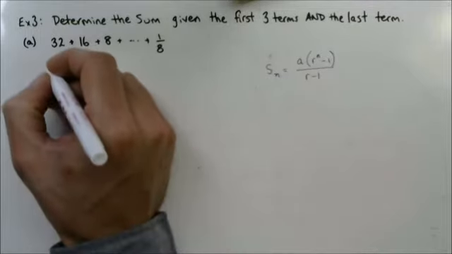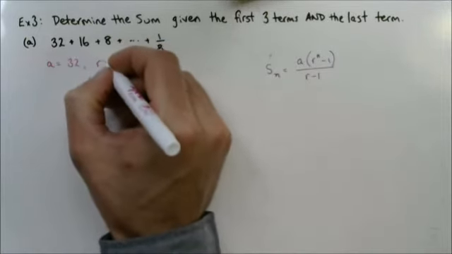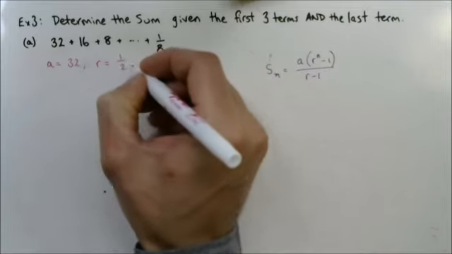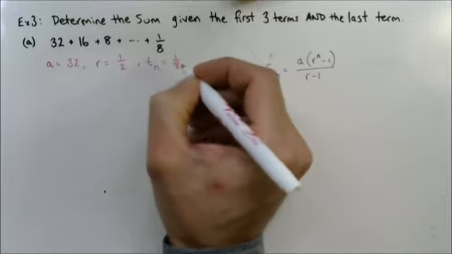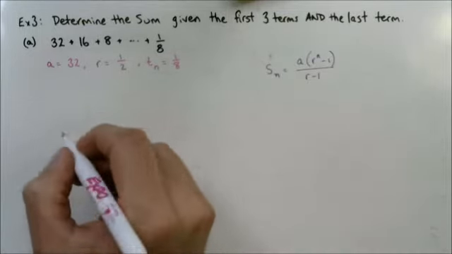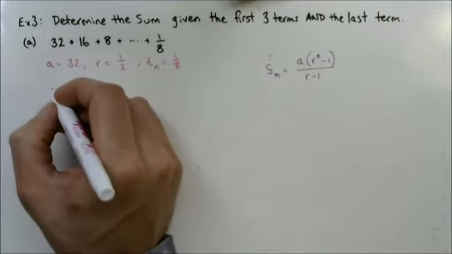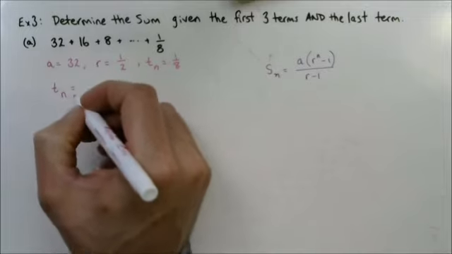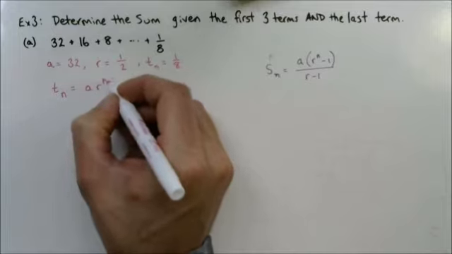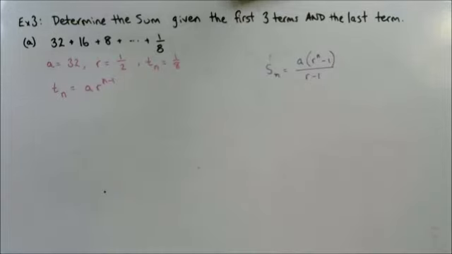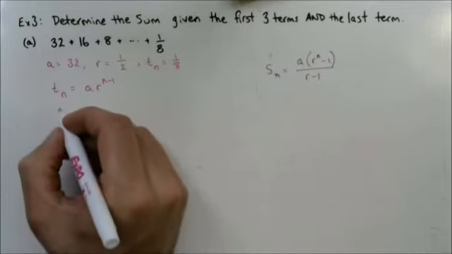So what we're going to do is take what we know. The first term is 32. We know that the common ratio is 1/2, and we know the value of the last term. Okay, it's 1/8. Now we're going to take the formula for generating the last term in a geometric sequence, which is t sub n equals a times r to the power of n minus 1. Of course, you have that memorized. And we're going to sub in what we know. We know that t sub n is 1/8.